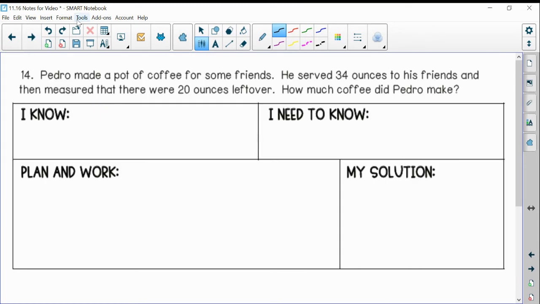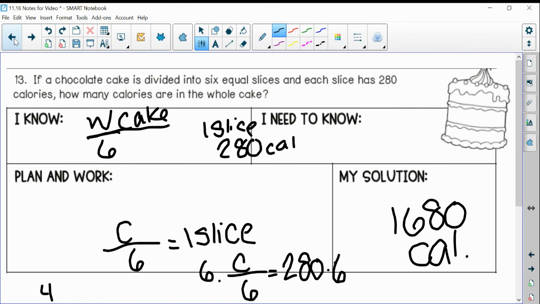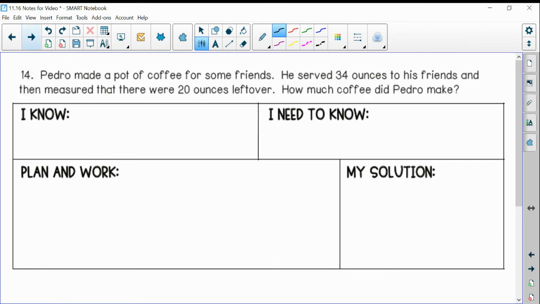So I want you to go ahead and pause this now. Pause this and work through this number 14. Make sure you include what you know, what you need to know. Did I put that? We need to know total calories. I should have done that. It's always the question at the end. Figure out what you know, what you need to know, plan it out, work it, and find your solution. I'm going to pause this while you are pausing this so that I can plug in my computer and finish your lesson.